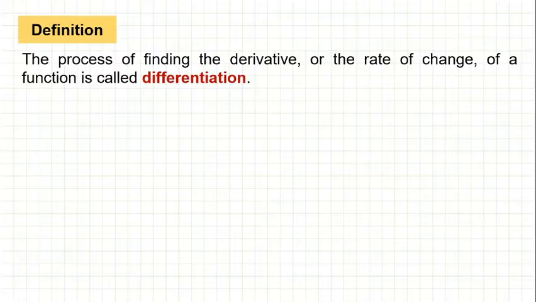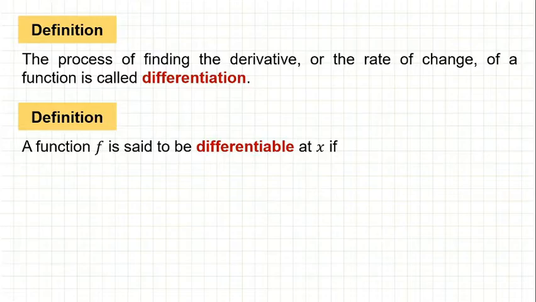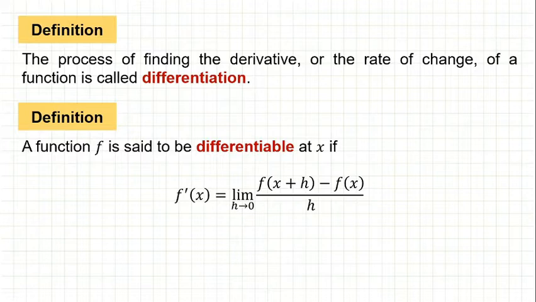Okay? And let's recall from our previous lesson, a function f is said to be differentiable at x if this one exists. And take note, this one here is actually the definition of the derivative. To be specific, this is the alternative definition of the derivative, meaning a function is said to be differentiable if the derivative exists. And from our previous lesson, we are solving for the derivative using this definition.